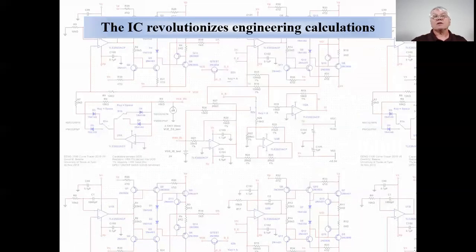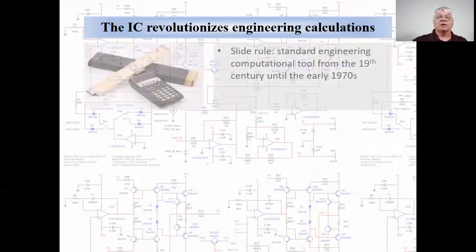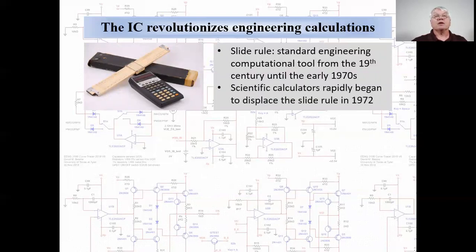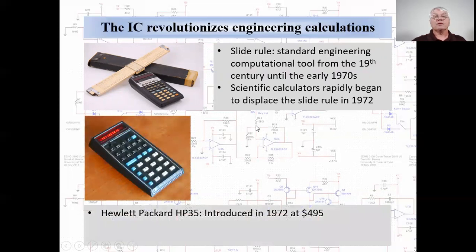One place in which MOSFET technology first made its mark was in engineering calculation. The slide rule, a form of analog computational device based on the addition and subtraction of logarithms, was the standard calculating device for engineers and scientists from the 19th century to the early 1970s. The introduction of the handheld calculator in 1972 displaced the slide rule. The world's first scientific calculator was the HP 35.